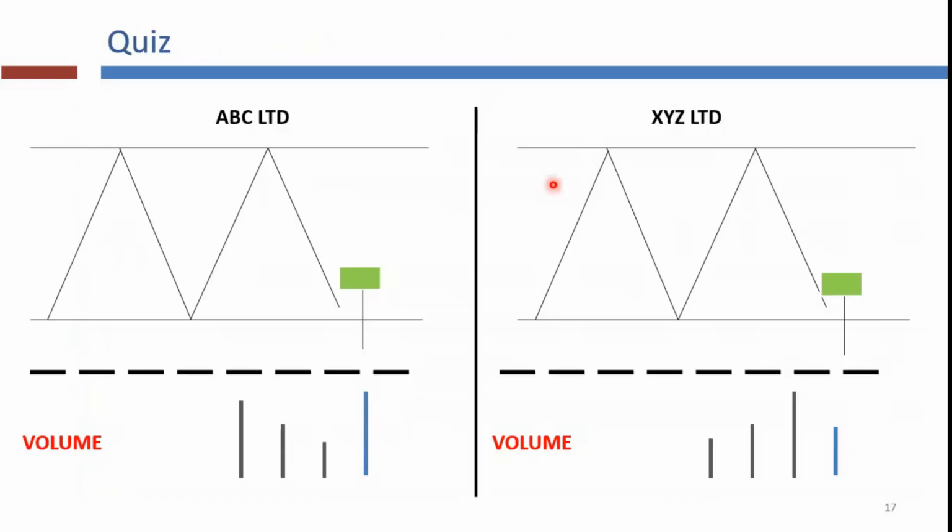Now finally, this is the quiz. Let's assume that there are two companies, ABC Limited and XYZ Limited. A hammer candle is formed in both these stocks. Further, this candle is formed at a support zone. I have also plotted a volume chart below this main chart. Based on what we have discussed till now, which stock would you look to buy? Let me know in the comment section below.